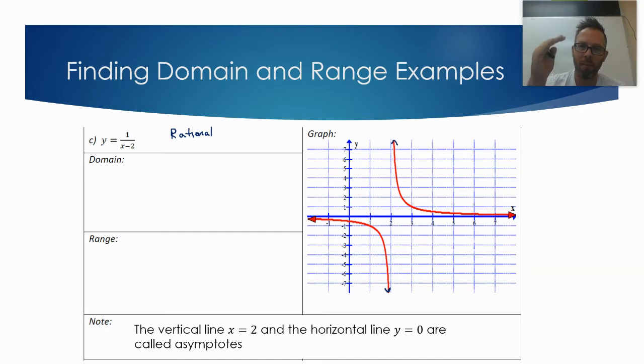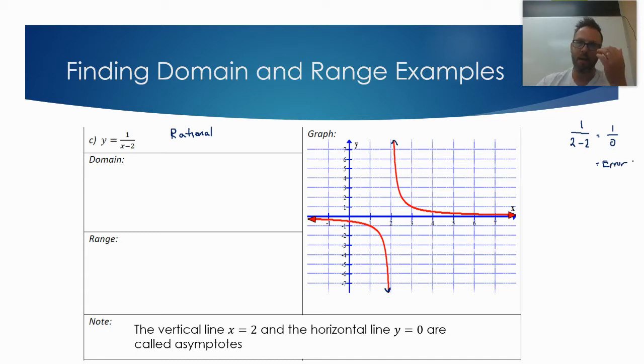Remember, what number can you not divide by? If you said 2 gives you a problem, you'd be right. Because if you plugged in 2, you would get 1 divided by 2 minus 2, and you get 1 divided by 0, and that's a problem. That gives you an error on your calculator, right? You can't divide by 0.